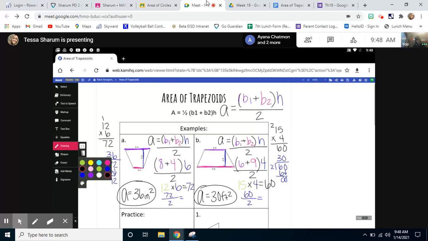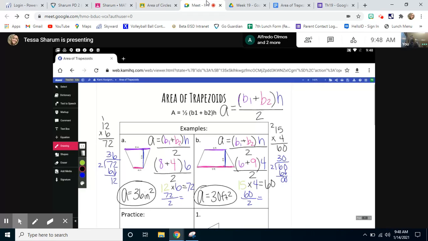So as long as you remember to write your formula in every single problem, you're going to match your bases. I don't care which base is base 1 or which one's base 2. I don't care. Your bases just have to be labeled. Okay? You add those two together, you multiply by the height, and the height is whatever line and measurement touches both of them, and it has to be a straight line.